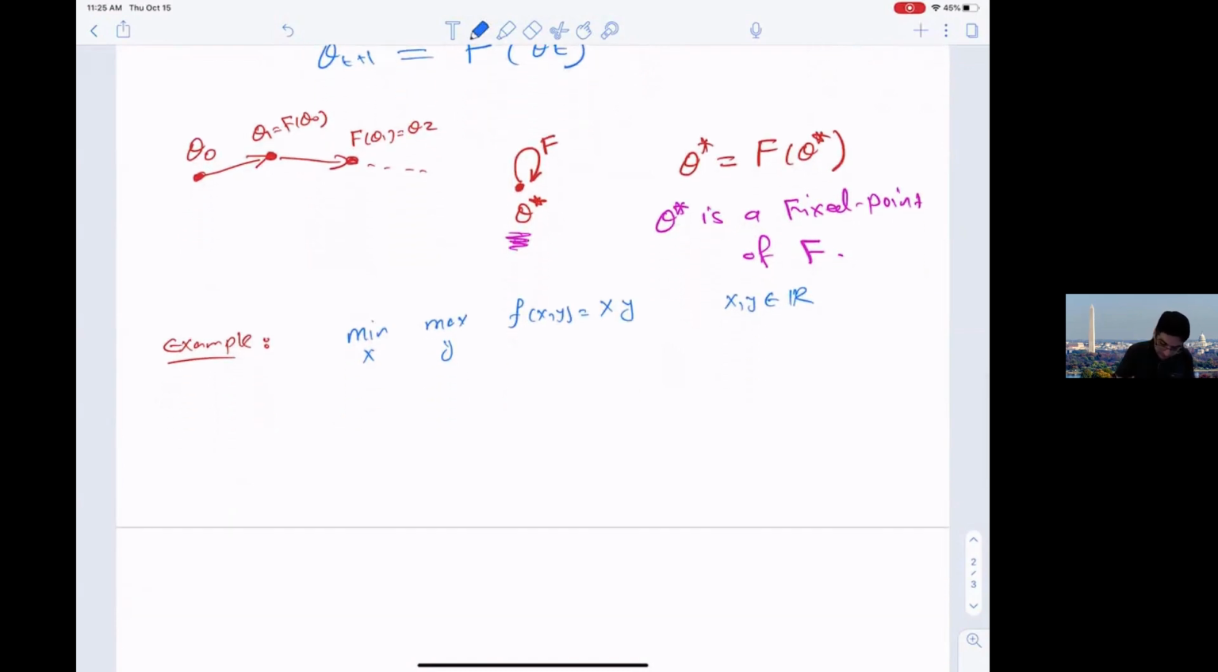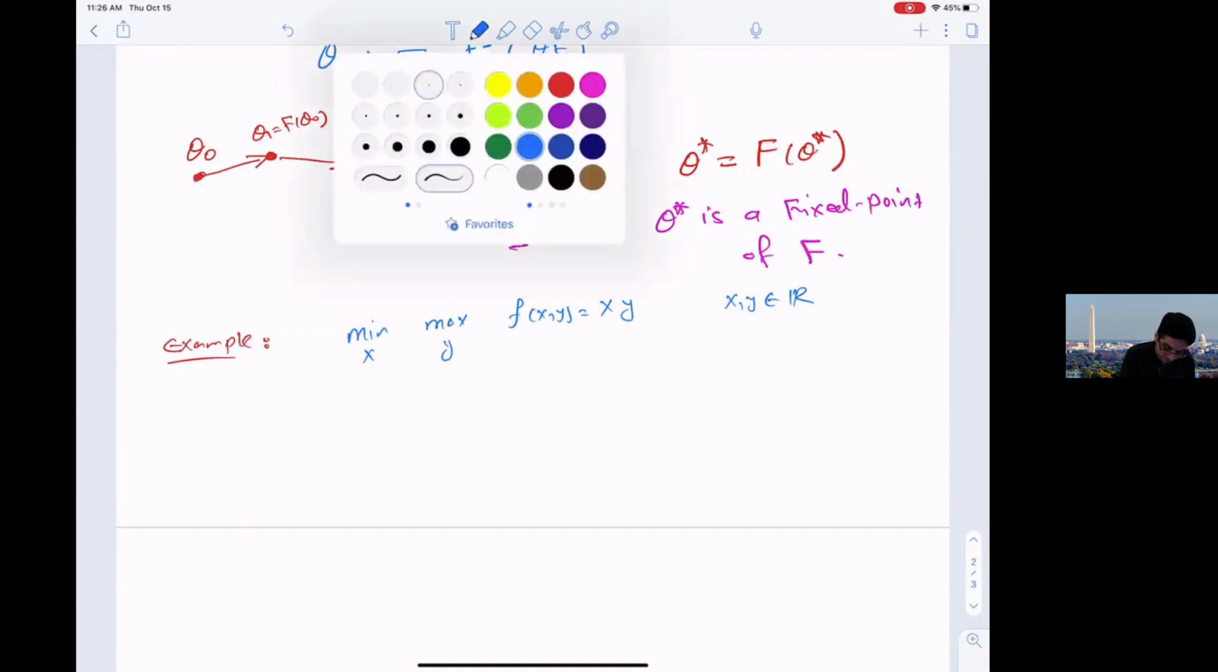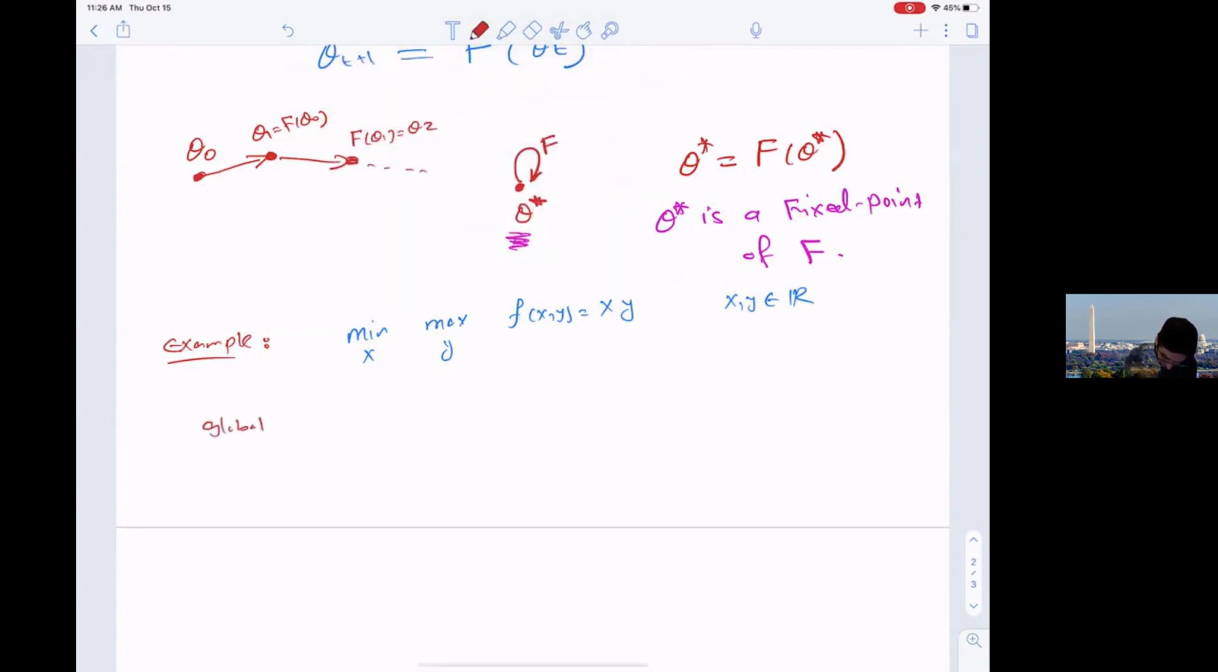Okay, so let's write the dynamics of GDA. Let's see if it will converge to my global saddle point. The global saddle point for this optimization, it is really easy to check, is just the origin, 0, 0. Because if your x is 0, then your objective becomes 0. Your y won't need to change, and vice versa. So that's the global saddle point for this optimization.